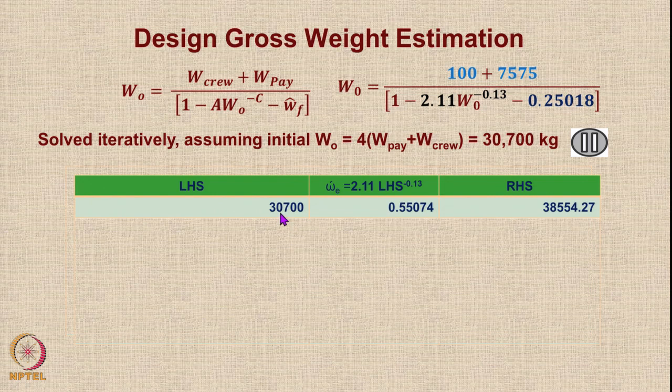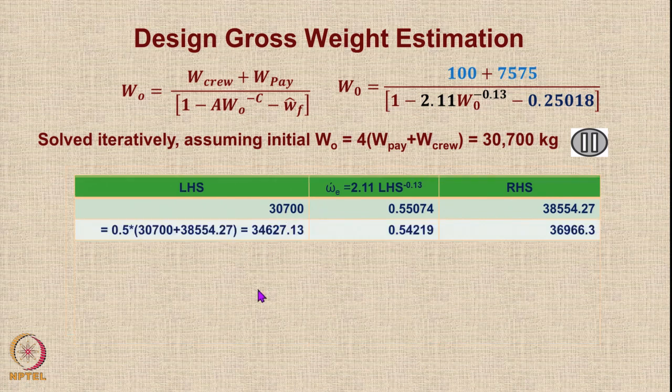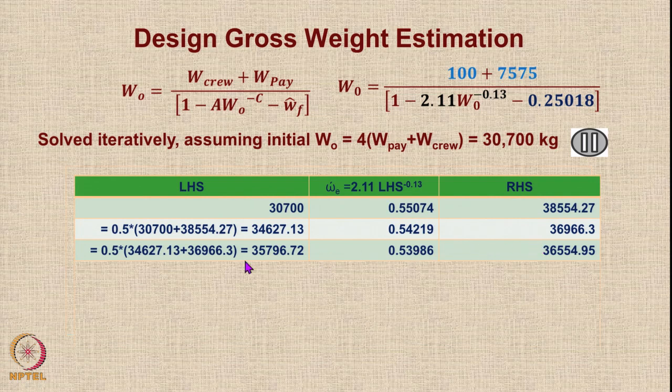So, we start with 30700 and we get the empty weight fraction as 0.55074, and the RHS is 38554.27. In the next iteration, the number on the LHS would be the average of these two numbers, 34627. Using that, if you calculate the value of empty weight fraction, you get some number and then you get the RHS. Still there is a difference of around 2000 or more. So you take the next value as the average of these two numbers. Like that you keep on doing till these two numbers slowly converge to each other.